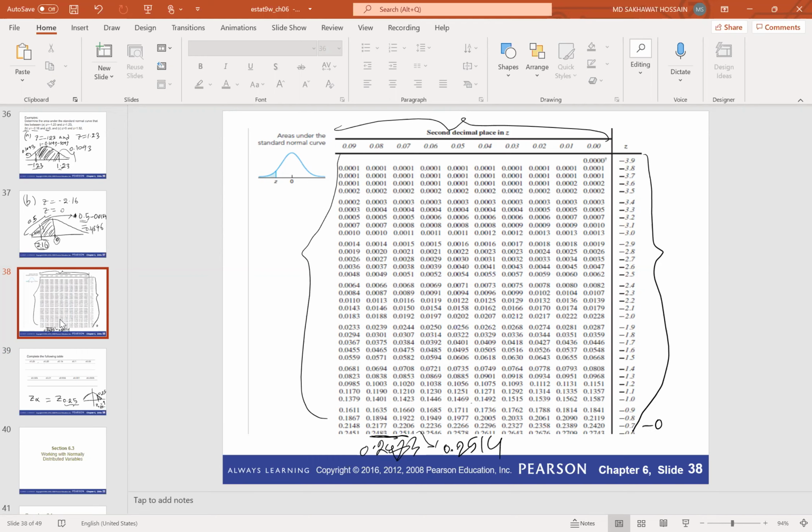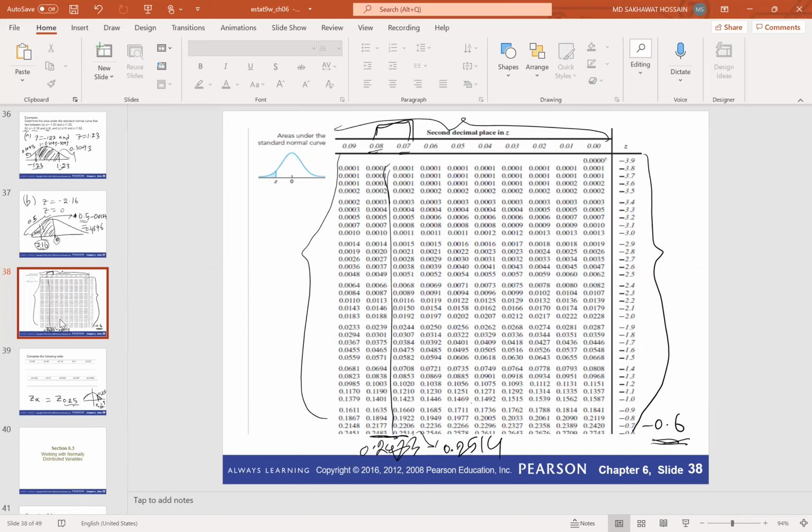This is negative 0.6. And what is the second digit for this one? Okay. So now we have 0.25 in between these two, right? Because this number is 0.2483, this number is 0.2514. So 0.25 is in between these two. So now how can we get the second digit for the z score? It could be 0.08 or 0.07.